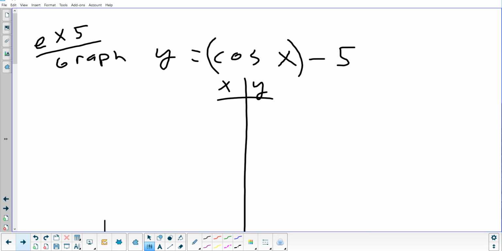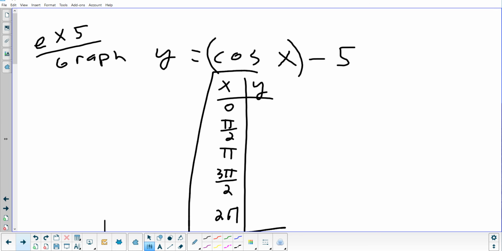Okay, original x values. Ryan, can you tell me my original x's? 0, pi over 2, pi, 3 pi over 2, and 2 pi. And Isabella, what are my y values for cosine? 1, 0, negative 1, 0. Yeah. So that's where we want to use those.